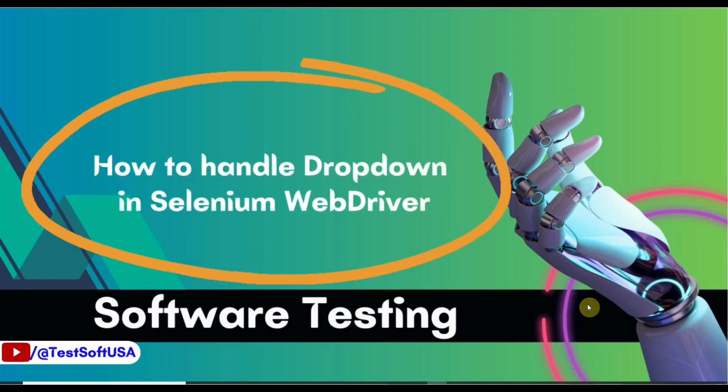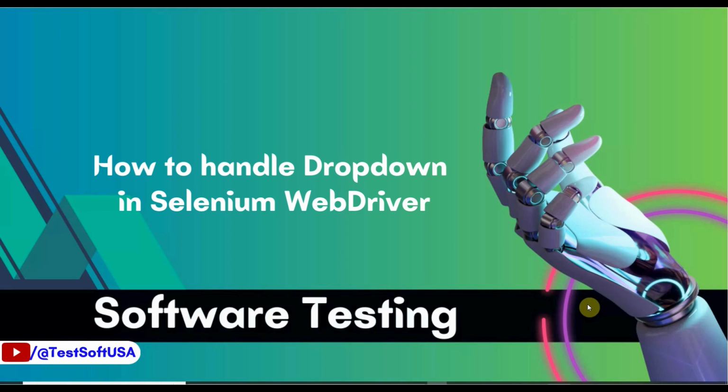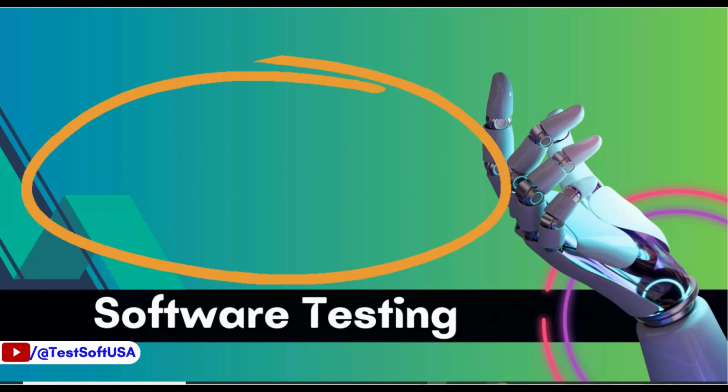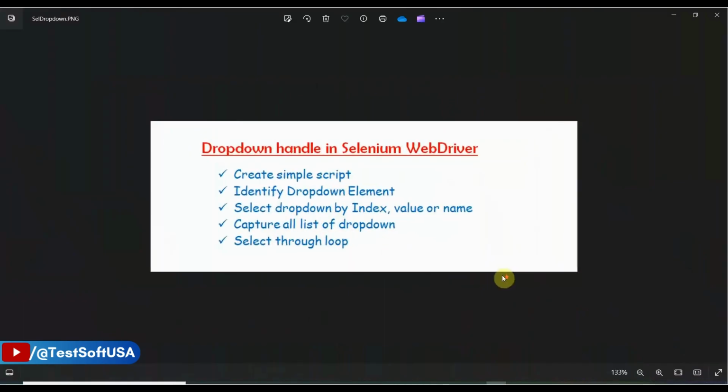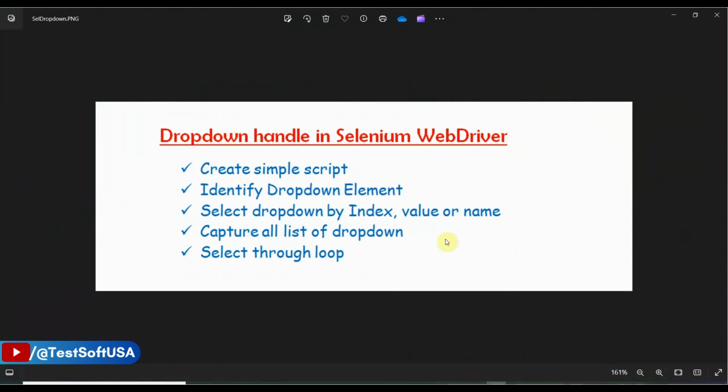Today I will show you how to handle dropdown in Selenium WebDriver. So watch the video till the end, then you will be able to do the same thing. In order to do that, I set up the topics this way: dropdown handling in Selenium WebDriver. Create a simple script, identify the dropdown element, then select the dropdown by index, value or name, whatever properties we can take. Also capture the whole list of dropdown options, then we can select through a loop statement, then click the dropdown and select that one.